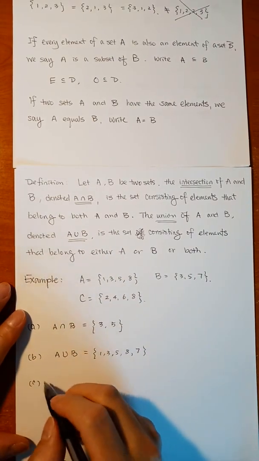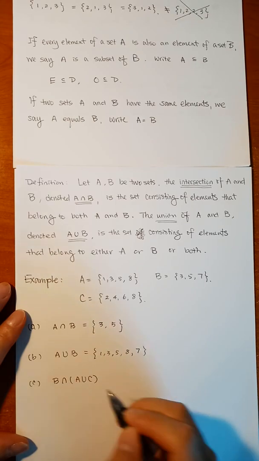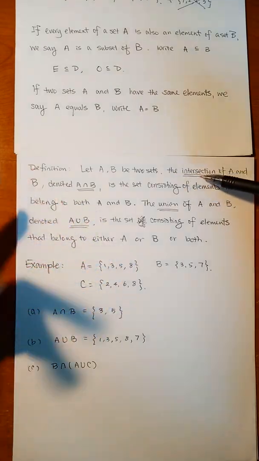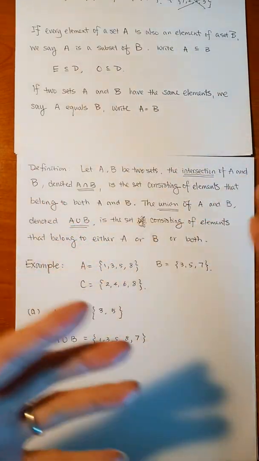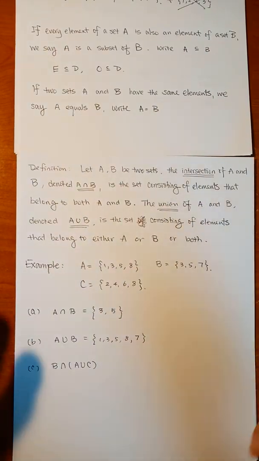And C, B intersect A union C. Well, this is very complicated. Of course, when you have intersection and union, you can get some iterated process. You get A union B, and then intersect C, and then union B, whatever order, a method.